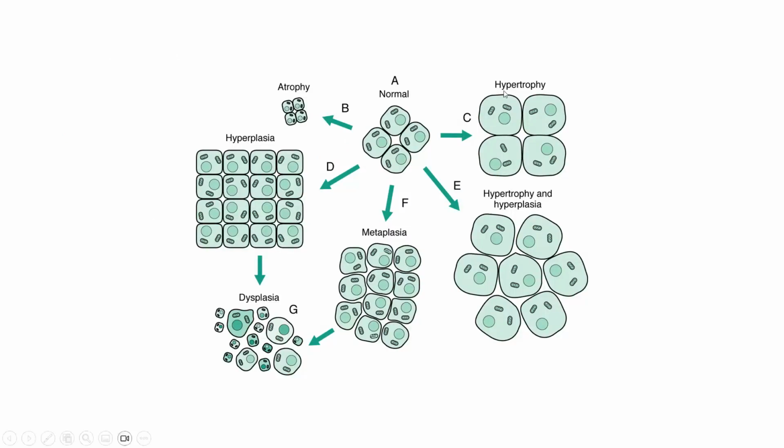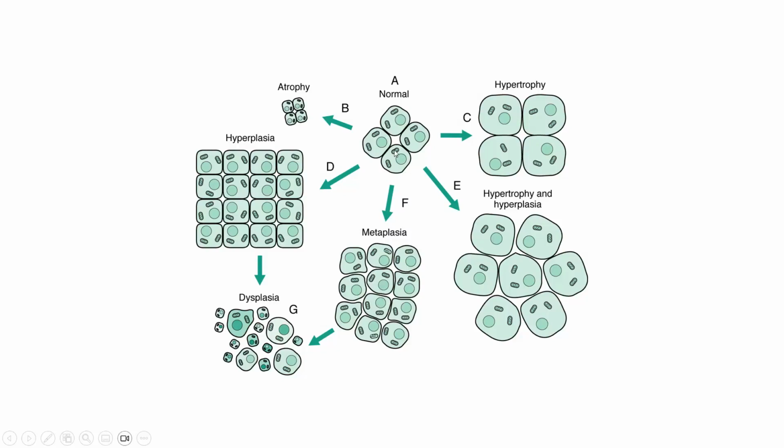So this is a good review diagram for a visual on all the different states that were discussed so far. So you have a normal cell cluster, and this has 4 cells in here. In atrophy, the 4 cells would just get smaller. In hypertrophy, the 4 cells would get larger. In hyperplasia, the 4 cells would turn into 16 cells, or a bunch of cells. In metaplasia, these 4 cells would convert to different types of new cells.